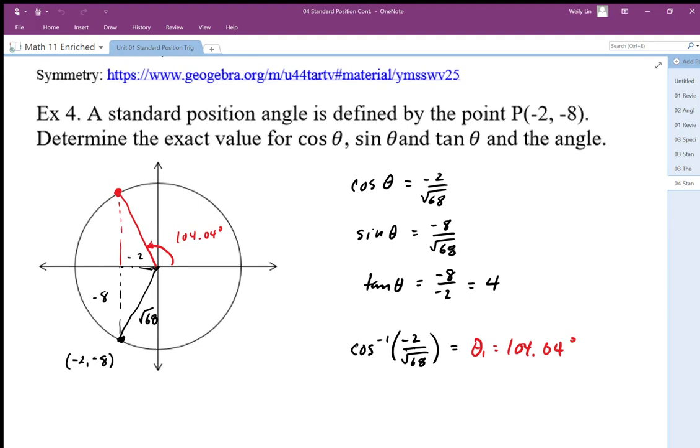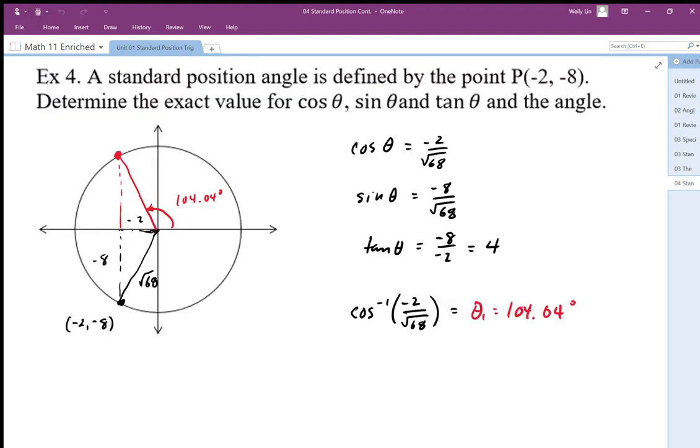That means I must need theta 2. My calculator is not going to give me theta 2, but I can use the symmetry of this circle to give me theta 2. Depending on whether it's sine, cos, or tan, we have different symmetries. In this case, I have folding symmetry across the x-axis. For sine, it's going to be folding across the y-axis, and for tan, it's going to be rotation to the opposite side of the circle.